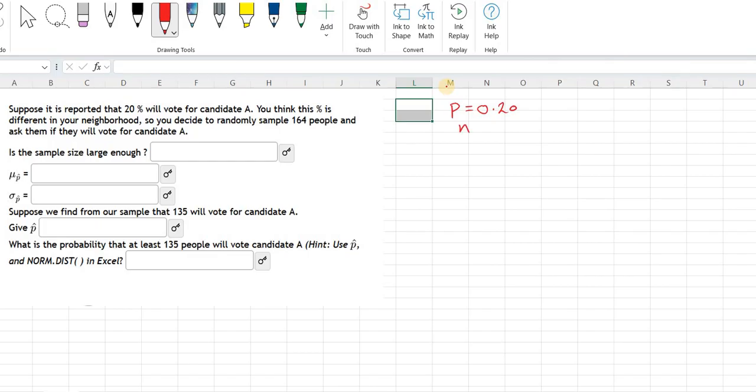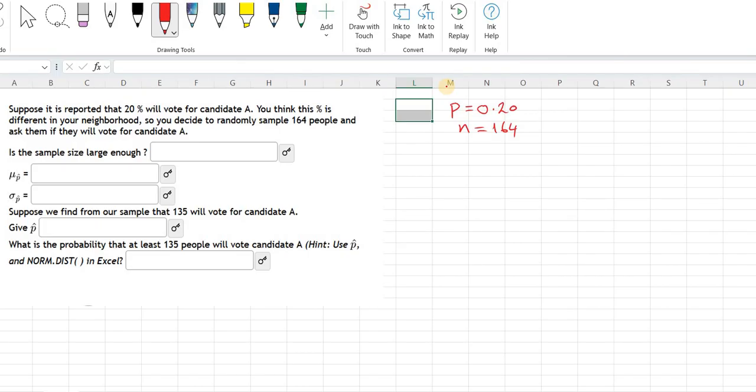So n, the sample size, is 164. You ask them if they will vote for candidate A. Is the sample size large enough? So this is a sampling distribution of sample proportion. The way I can tell is I do have a population proportion and a sample size, so to me it looks like a binomial distribution.